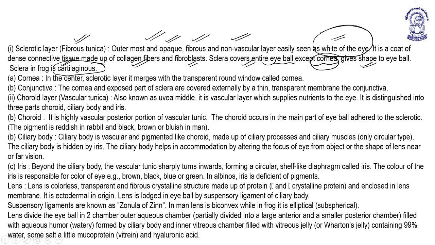Then comes the cornea. The cornea is a transparent portion that forms the anterior 1/6 of the eyeball. So the cornea is in the center. It is part of the sclerotic layer only. It merges with the transparent round window called the cornea, which makes up the 1/6 part of the eyeball. The cornea admits and helps to focus the light waves as they enter the eye.